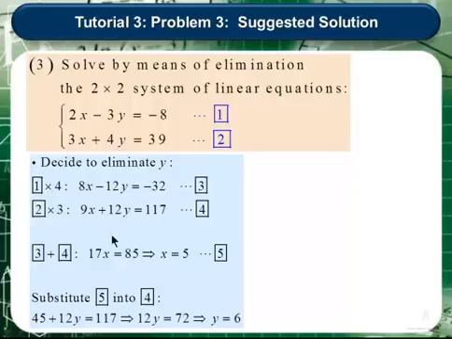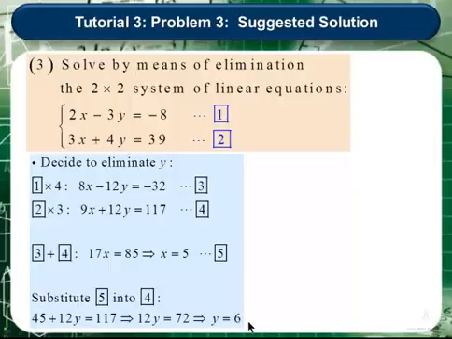And then we solve the resultant linear equation with one unknown x to get x equal to 5 as before. Now we have to back substitute x equal to 5 into equation 4 or 3 for that matter to generate the corresponding y value. If we substitute x equal to 5 back into equation number 4, then we have 45 plus 12y is equal to 117. Rearrange again, make y the subject of the formula, solve the linear equation, as we did before, and we get again y is equal to 6.